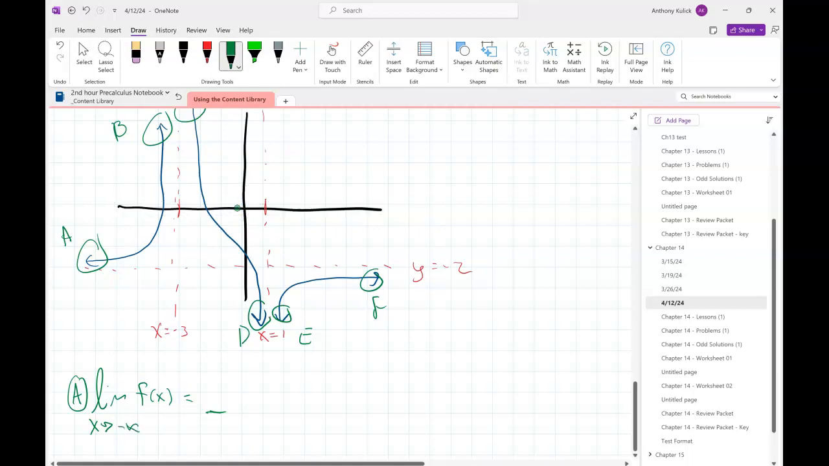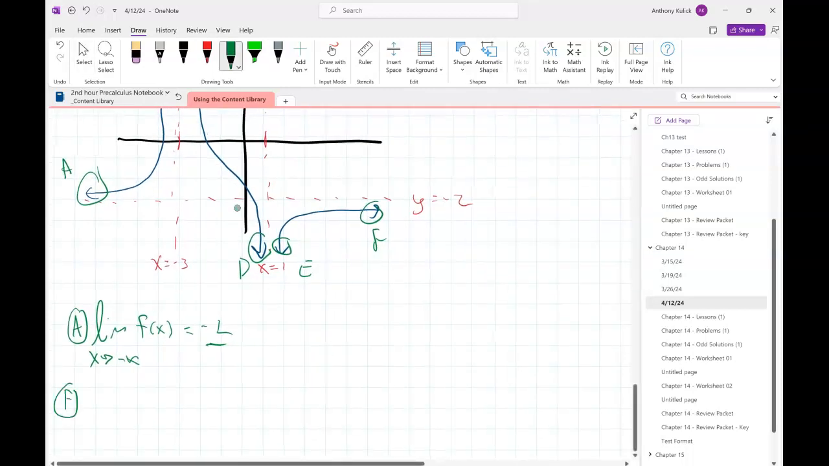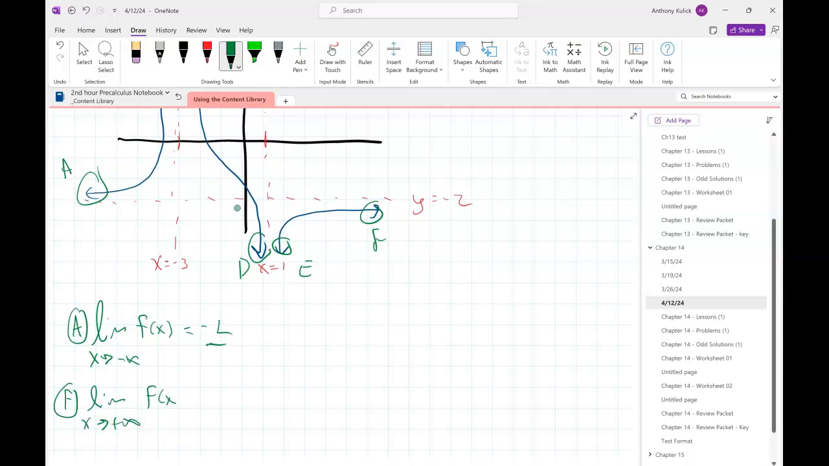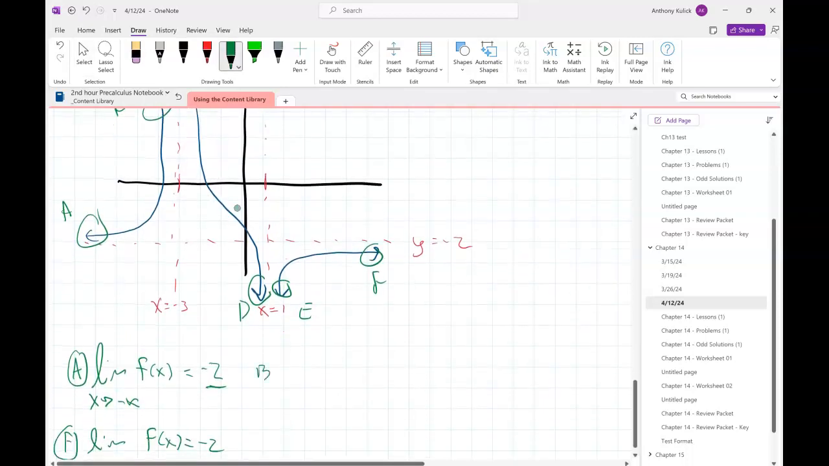And what should the limit equal there? -2 should be the y coordinate that we're hovering at. Everybody feel good there? And then now which other one is going to be almost just like this one? F. The other one, and the only difference there is that it will be positive infinity instead of negative infinity. You don't have to write the positive sign, although I always do. Everybody's good? All right. Now let's do B.